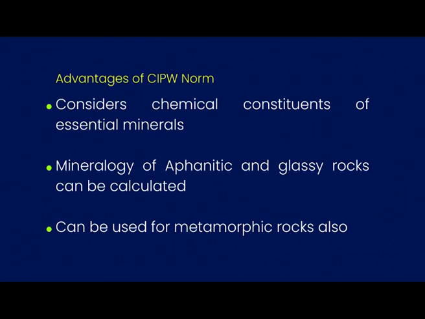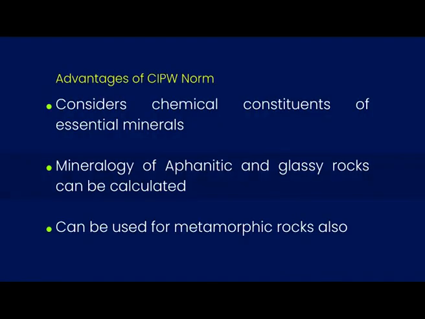There are several advantages and disadvantages for this classification, the CIPW norm classification. The advantages are listed here. This classification considers chemical constituents of essential minerals. Normally we do not consider the secondary minerals for classification, and the accessory minerals are also not considered here, because the most important minerals considered are feldspars, feldspathoids, quartz and also olivine and different types of hypersthenes. They determine the name of the rock.